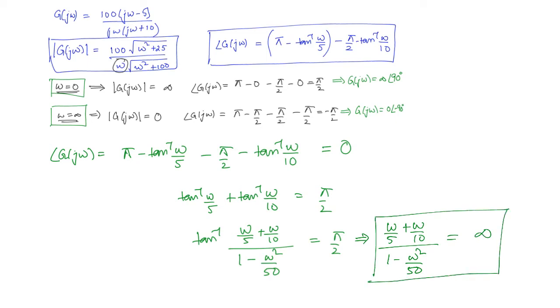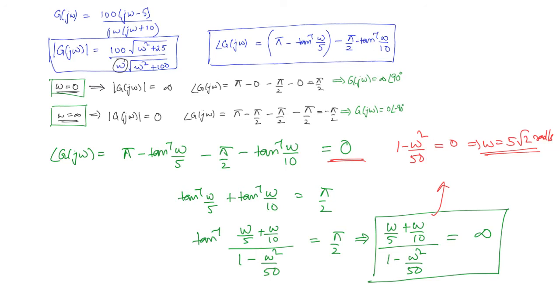So, this is the relation. Now, when something is infinite, the denominator should be 0. This means that 1 minus omega square by 50 is equal to 0. So, omega is equal to 5 root 2 radian per second. This is the frequency at which the polar plot will intersect the positive x-axis, because 0 degrees means a positive x-axis. If you are taking the negative x-axis, then the phase will be 180 degrees.